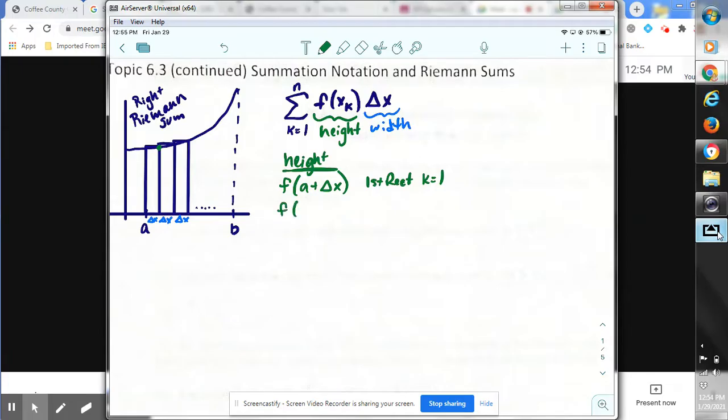All right. Then if we want to find the height of the next rectangle, it's going to be the value of the function right here at this green dot. So that's going to be f of A plus 2 delta x's. So our second rectangle, k is 2. All right, and then the third rectangle, this would be f of A plus 3 delta x's. So k is 3 on the third rectangle. So k represents which rectangle we're talking about.